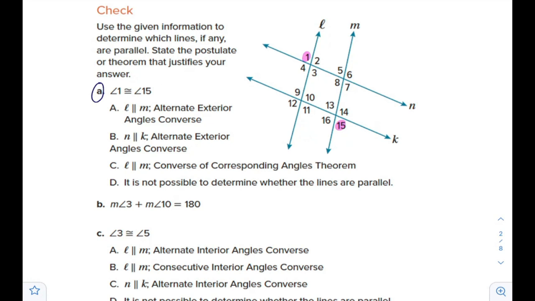Actually, you can say that this and that are alternate exterior angles because they are lying on this transversal. Also, 9 and 15 are alternate exterior angles. Yes, but for angles 1 and 15, is there any transversal that the angles are sharing? No. So we cannot conclude anything. It's not possible to determine whether the lines are parallel or not. The information is not enough.